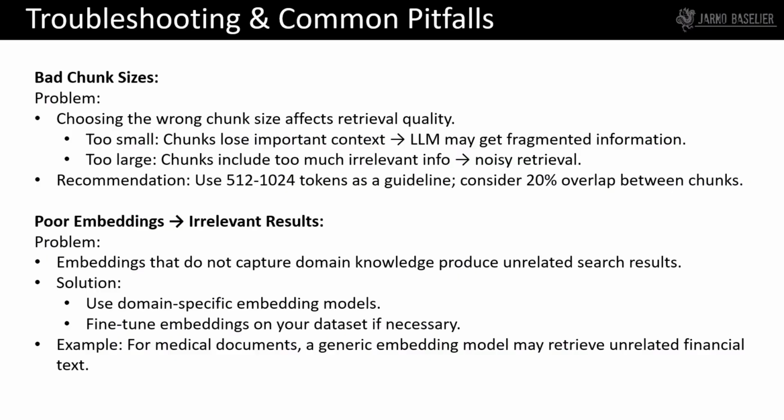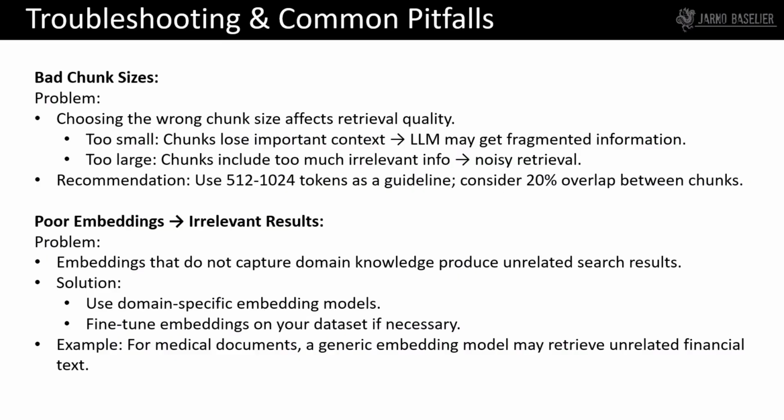And then this is a noisy retrieval. And again, the LLM will struggle to get the best information for you. As a recommendation, use 512 to 1024 tokens as a guideline. Consider 20% overlap between chunks.